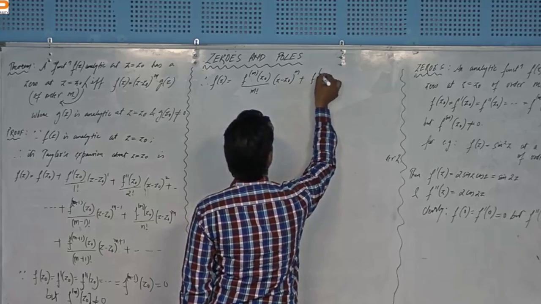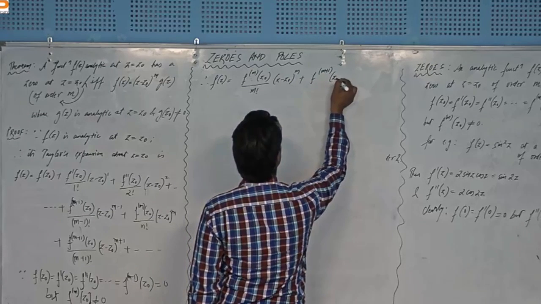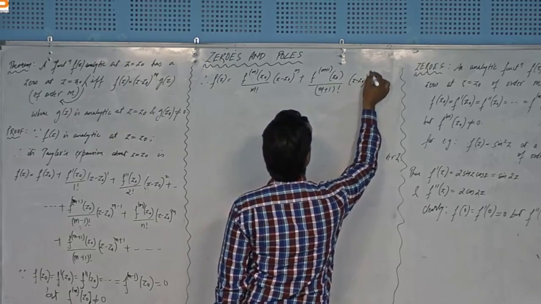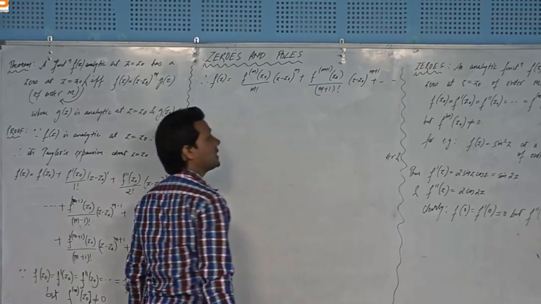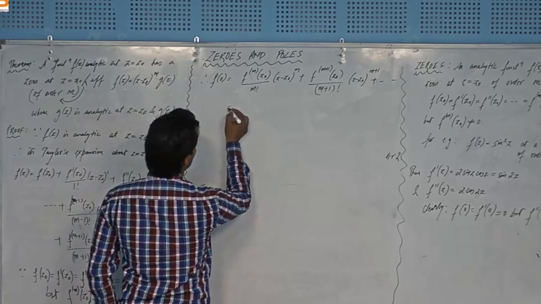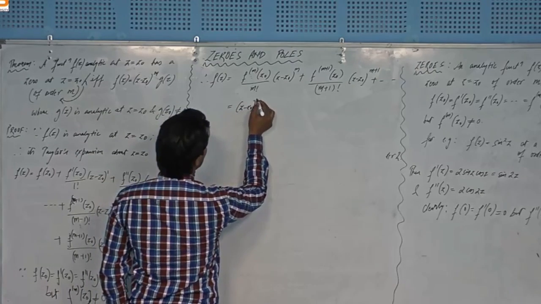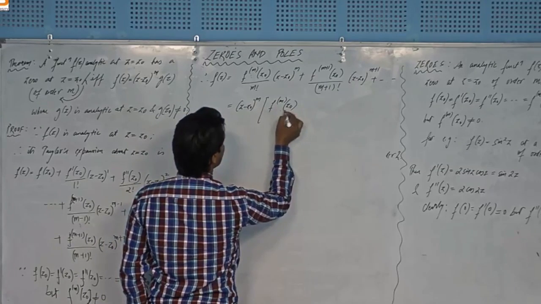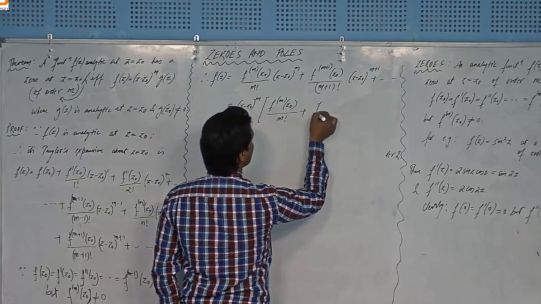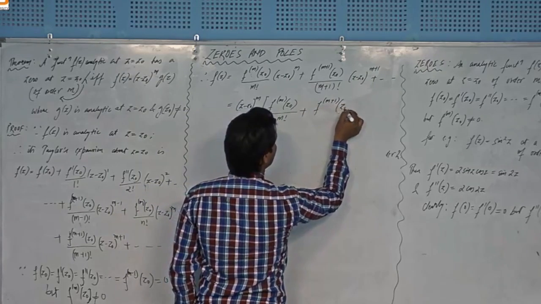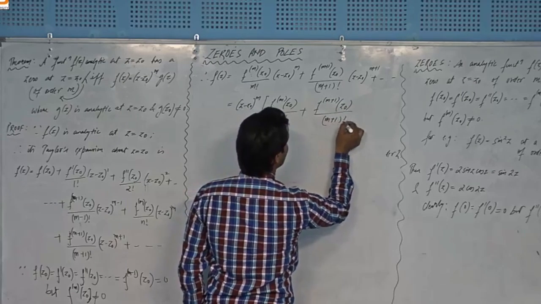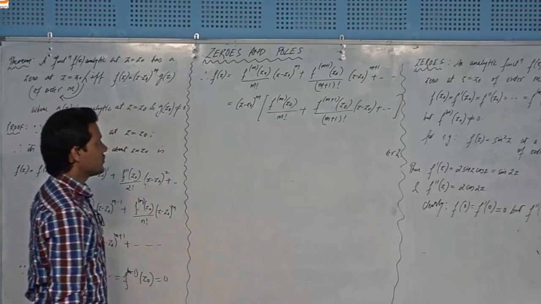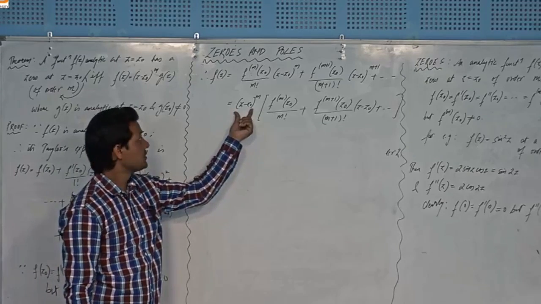Plus the m plus 1th derivative evaluated at z naught over m plus 1 factorial, times z minus z naught to the power m plus 1, and so on, right? So again, take z minus z naught to the power m common, right? And inside the bracket we will be having the mth derivative at z naught over m factorial plus the m plus 1th derivative at z naught over m plus 1 factorial times z minus z naught, plus so on, right? So you see that we have this factor here as we wanted.